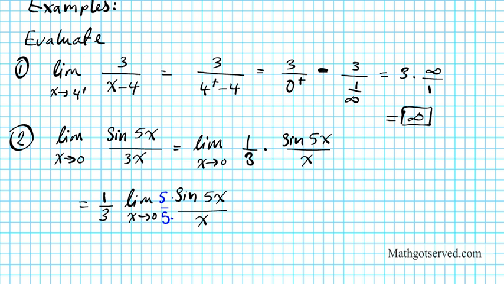I'll use the constant law of limits to factor this 5 into the numerator, and the other 5 just goes to the denominator. So I'm going to have 5 over 3, with the 1 over 3 tossed up to the front, times the limit as x approaches 0 of sine 5x over 5x. You can now see that the arguments are both identical.